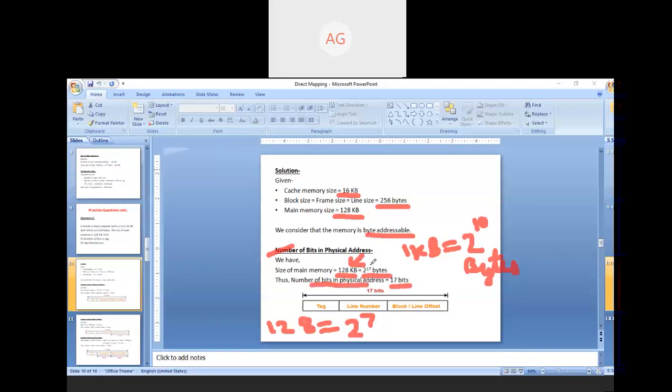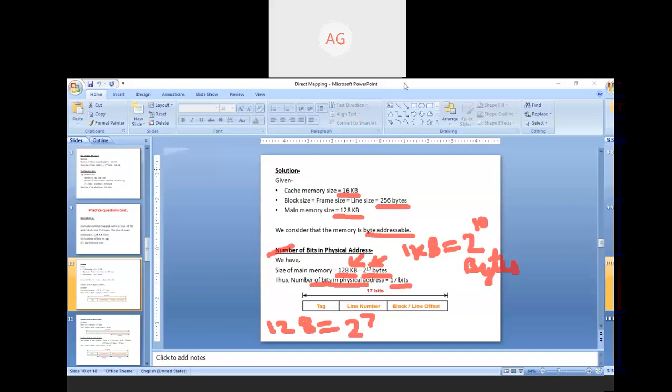Whatever is in the power of 2, that number of bits are there in the main memory. So 2 to the power 17 bytes means 17 bits. It means the main memory address, which consists of tag, line number, and block offset, consists of 17 bits. Here you can see all these combined give 17 bits.